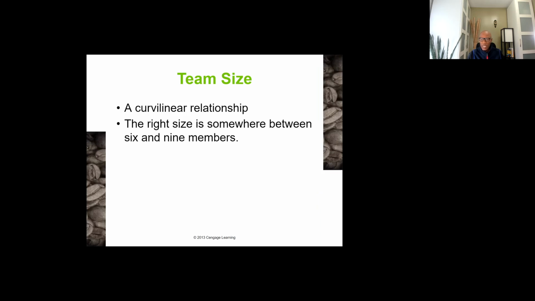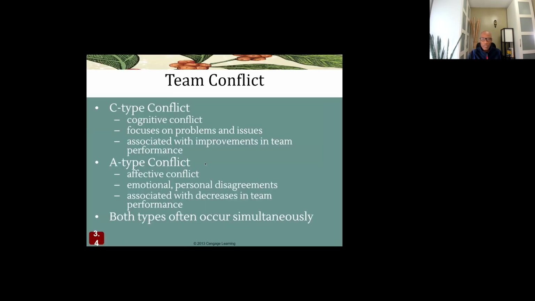Team size is typically 6 to 9 members, no more, but definitely less. Just think about that to get an optimal team size to manage well, work together, and find common ground.